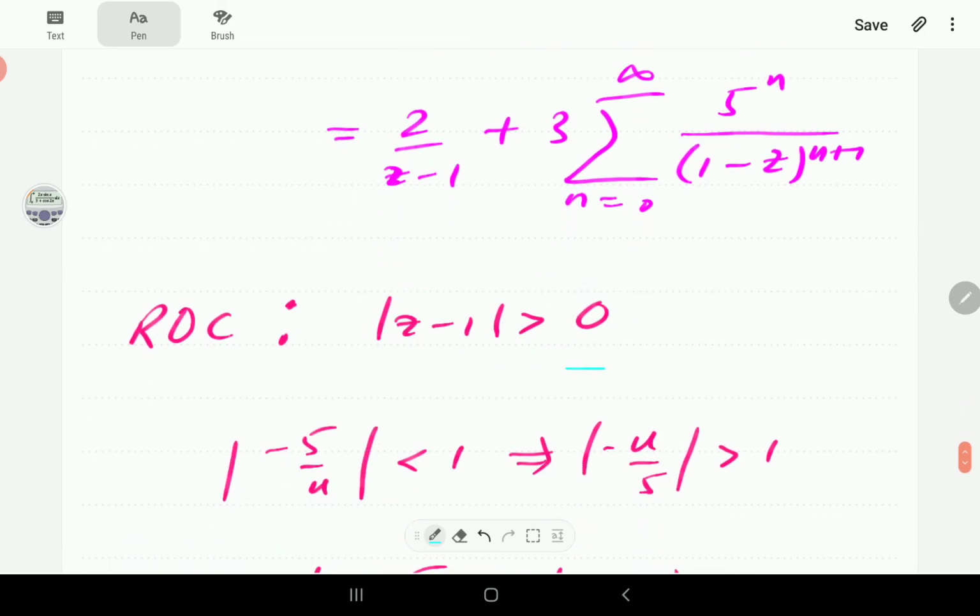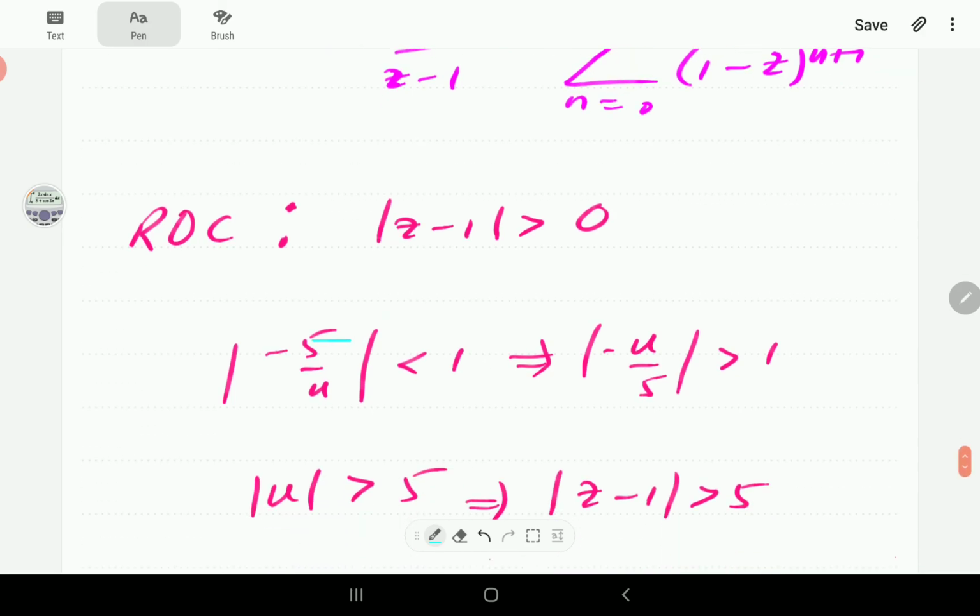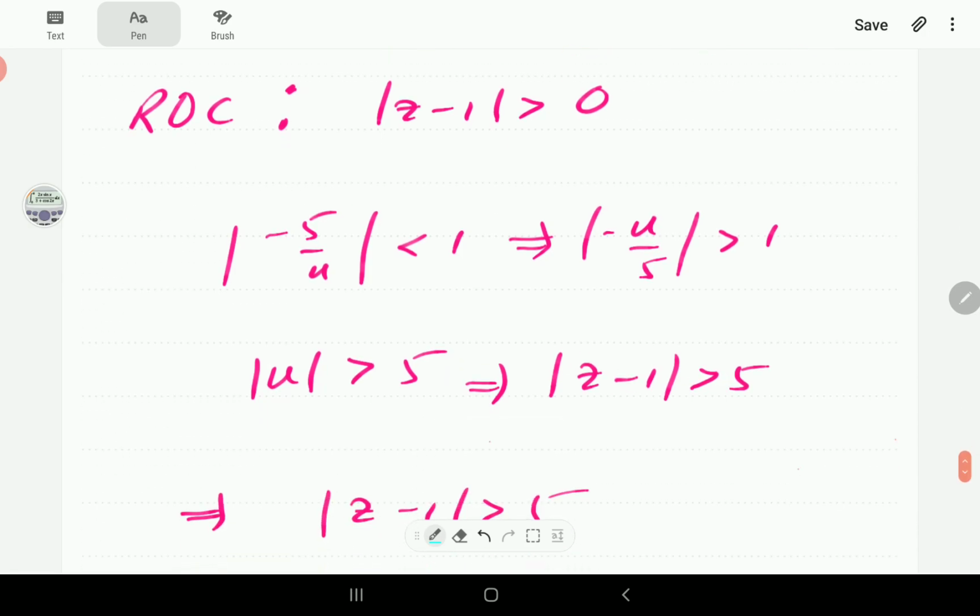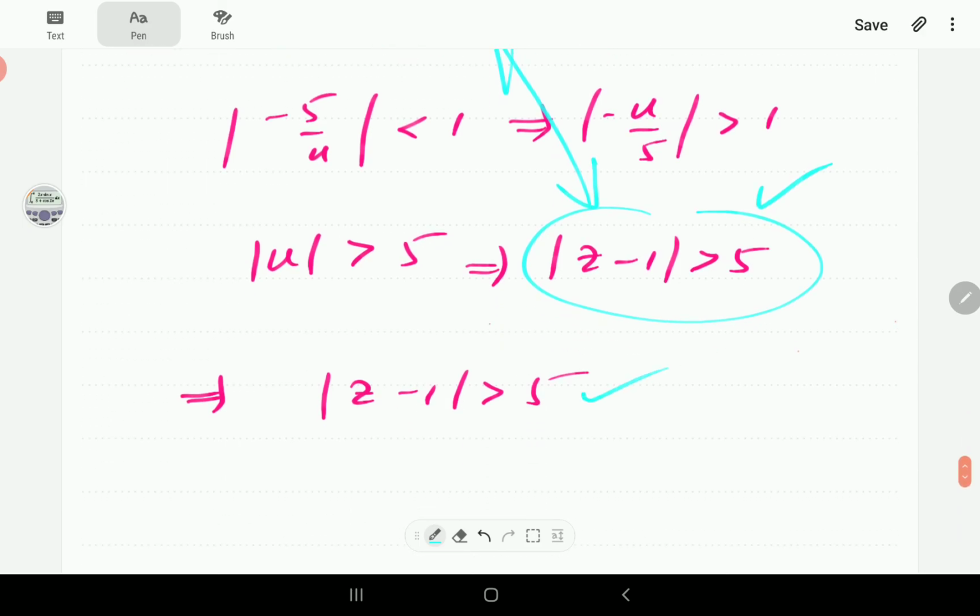So this one is still the same as before because it corresponds to this fraction. But for this one, we now have mod of -5 over u is less than 1. If we flip this over, the inequality is reversed, and then this is just going to be mod u over 5, and then we take 5 to the other side. So that's going to give us that. And then the intersection of these two is this one, which is what we have there.